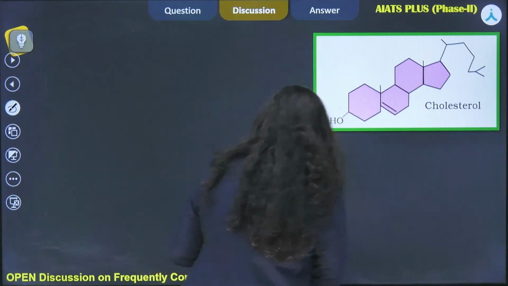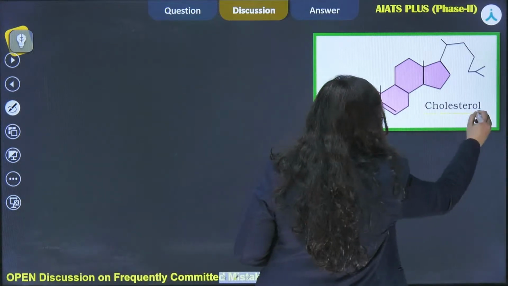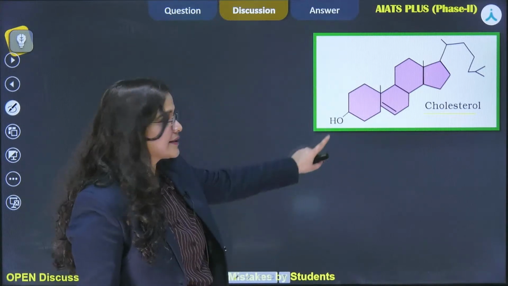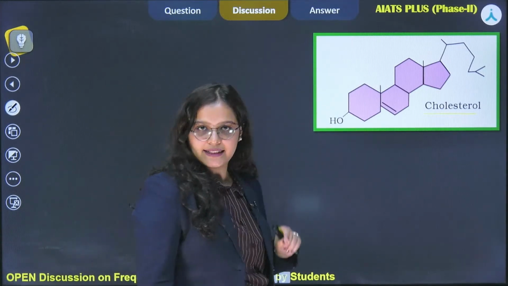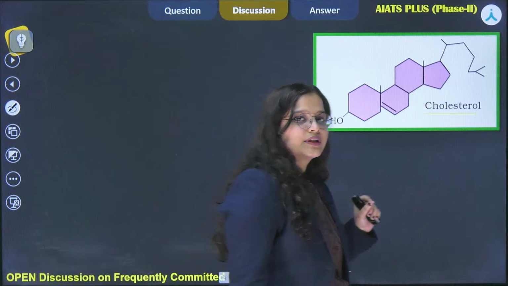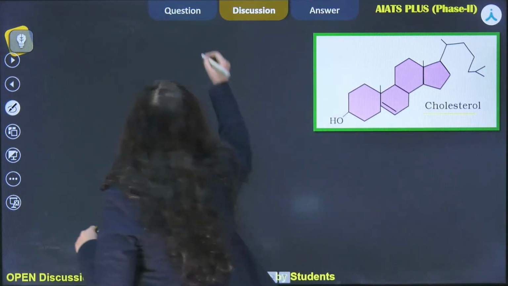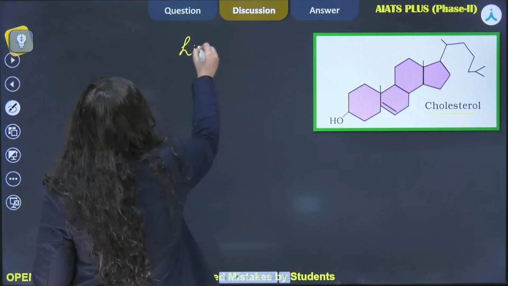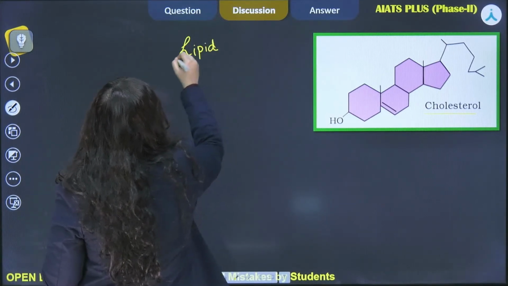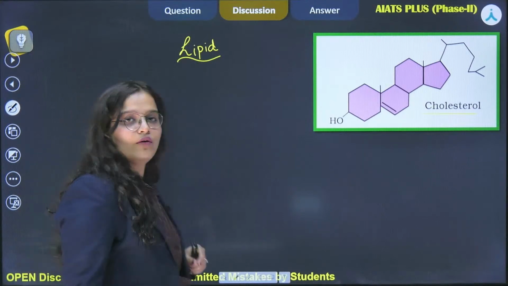So we can see that this is the structure of cholesterol, as I already said, and this diagram is very much taken from the NCERT. So now we need to discuss a few important points when we talk about cholesterol. Basically, cholesterol can be categorized as a type of lipid.